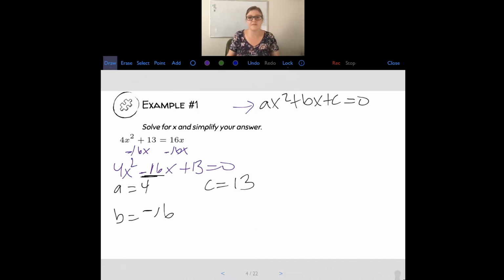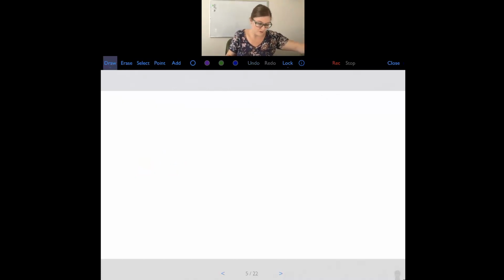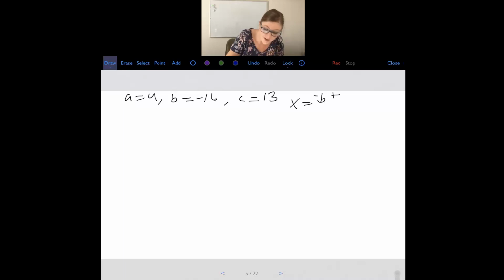Okay, so since the formula is pretty long, I'm going to go to the next slide so that we can plug everything in. Okay, and again, a is 4, b is negative 16, c is 13. Okay, and the quadratic formula is negative b, or opposite of b. Okay, some like to think of it that way.